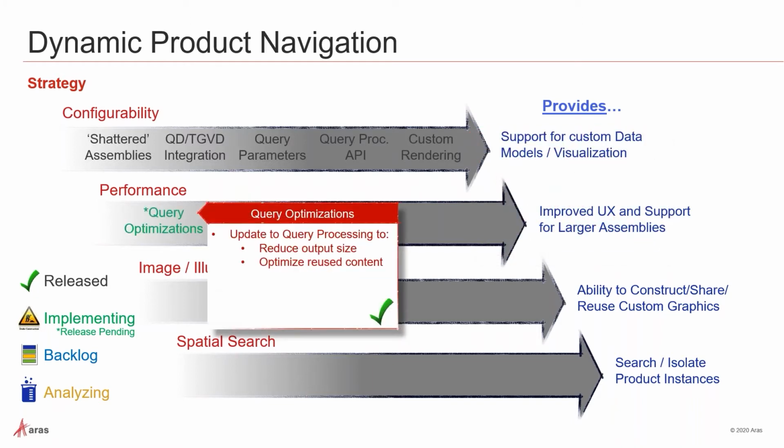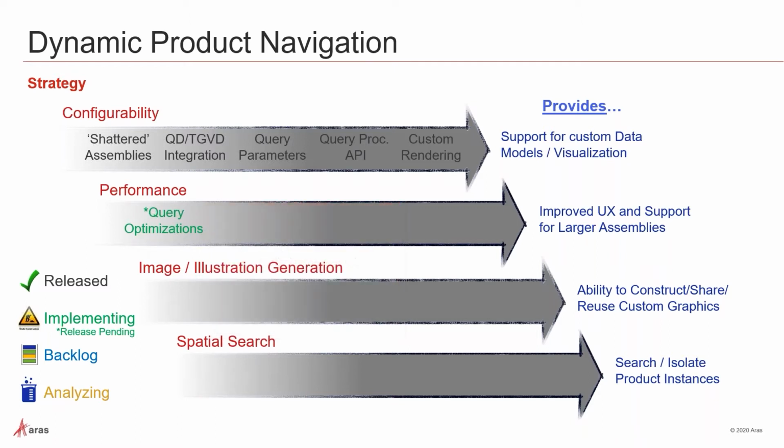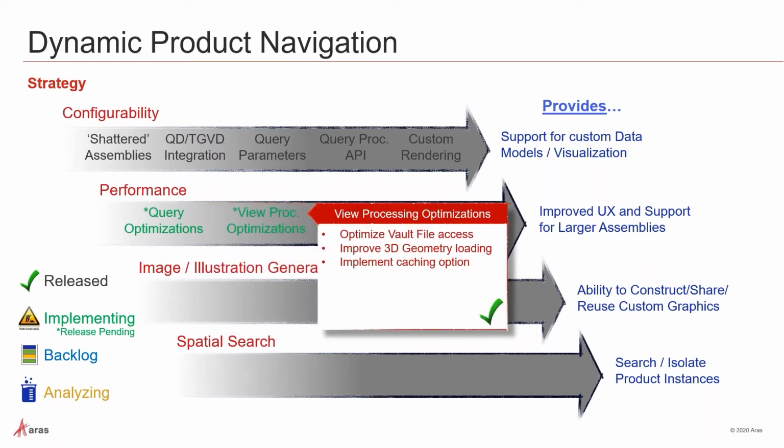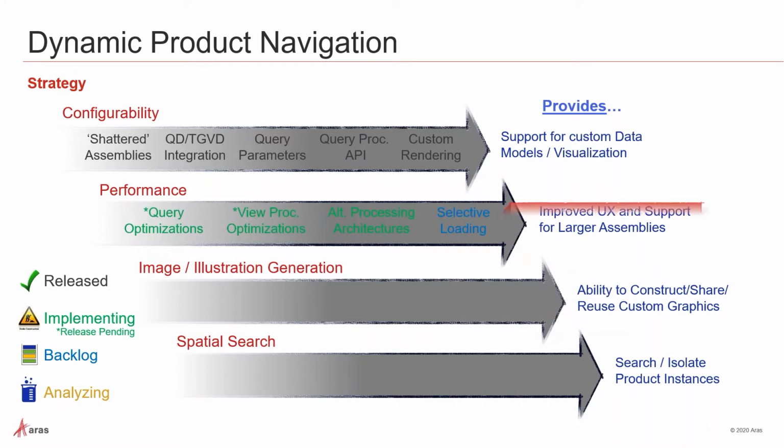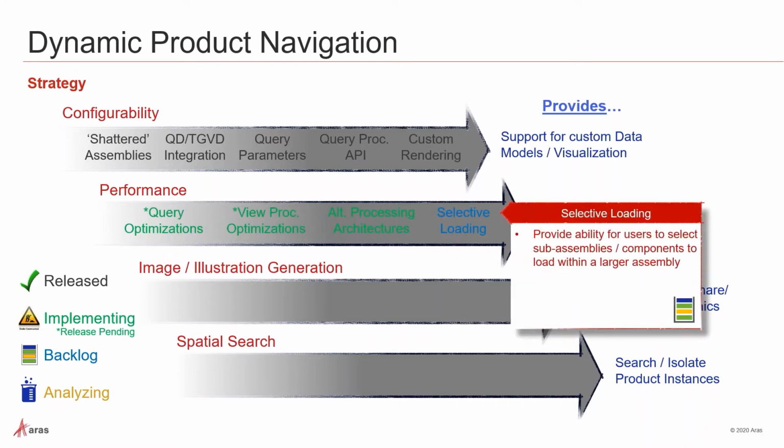For performance, we've made continuous progress on improving the execution efficiency and speed for processing queries. We also improved the manner in which view geometry is accessed from the vault and loaded into the viewer. We're also in the process of implementing alternate server-side architectures for enabling client-server geometry streaming and for server-side rendering. Finally, we'll be including the ability for users to selectively load geometry of sub-assemblies and parts within larger assemblies.